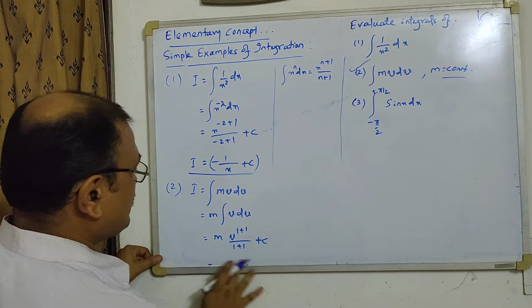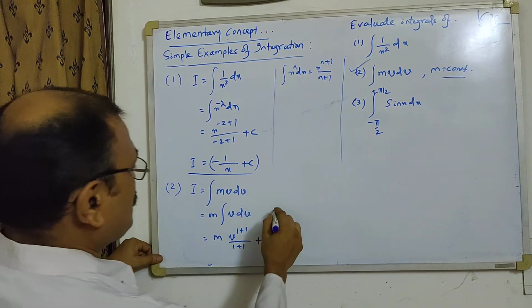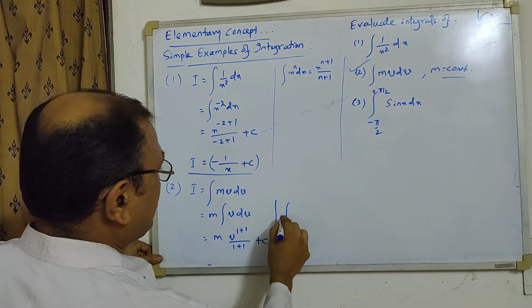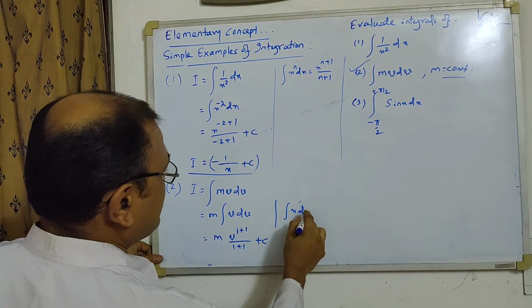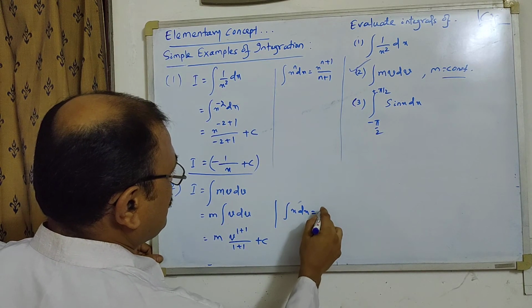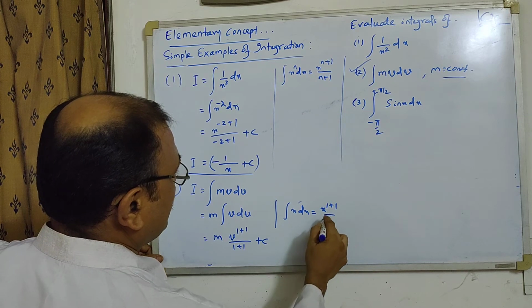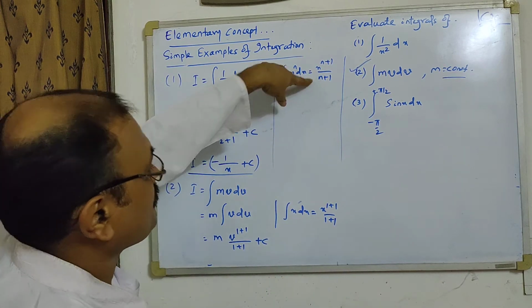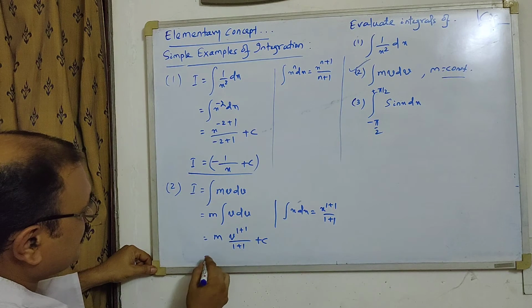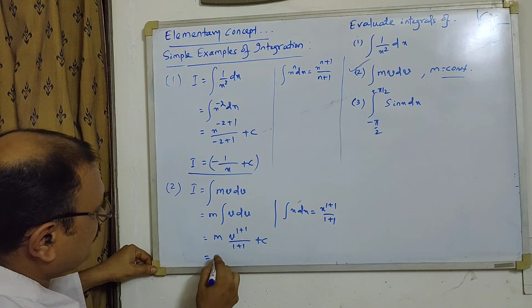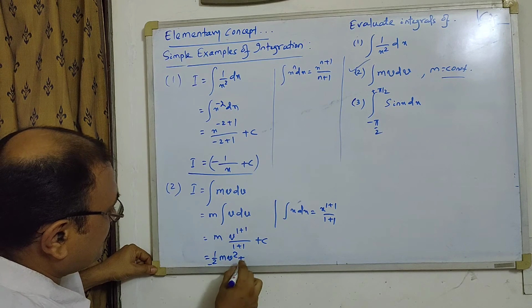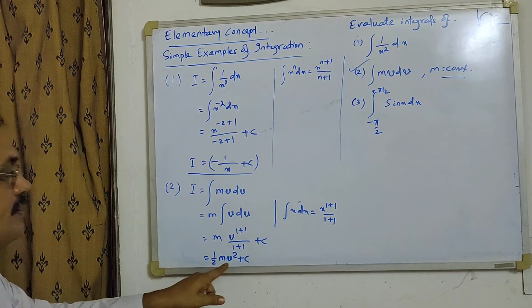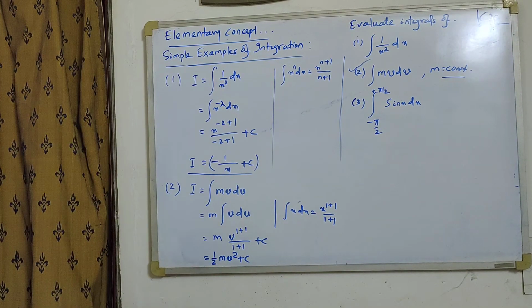with a constant c. Applying, of course, we have applied here integral of x to the power n dx is nothing but x to the power n plus 1 by n plus 1, by this formula. So therefore we get finally the expression of half of m v square plus c. What is this one? This is the term kinetic energy.